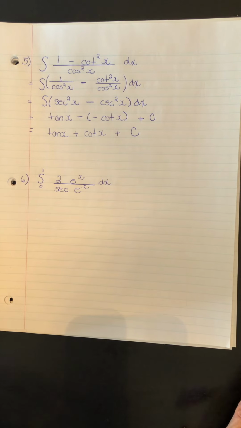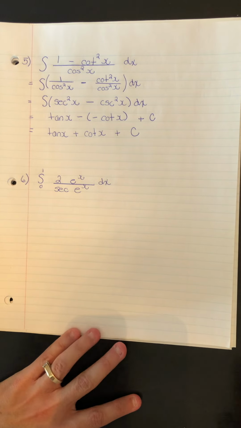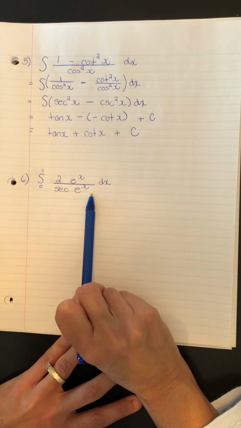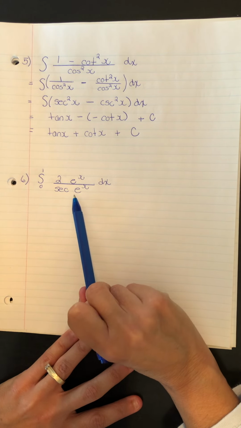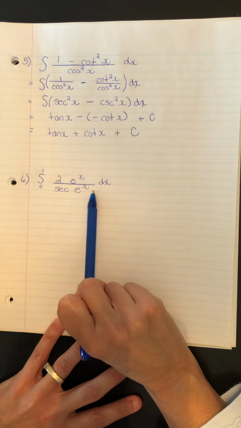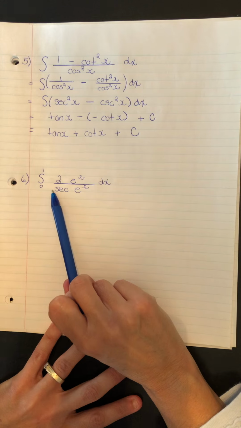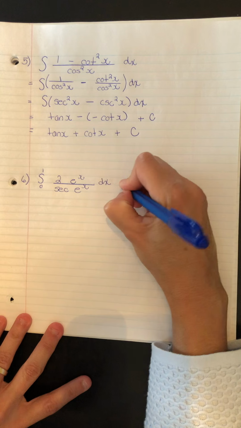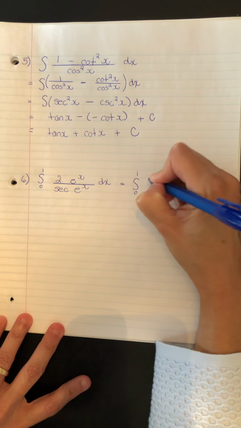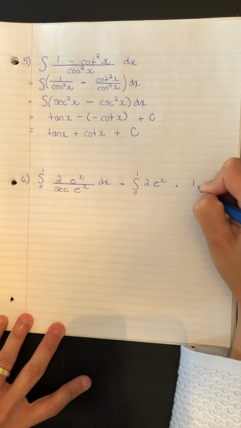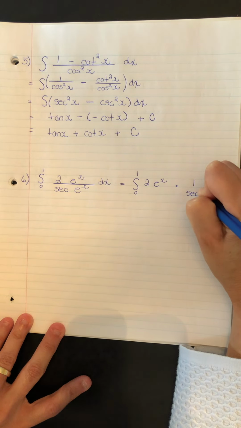Okay, we're going to continue. Let's look at problem 6. There's just one trigonometric function. It's here in the denominator. Notice its argument is the exponential function. But we have one trigonometric function, and it's in the denominator. Secant is in the denominator. So this is the same as if we had this, right? So we have 2 e to the x, and then it's times 1 over secant of e to the x.